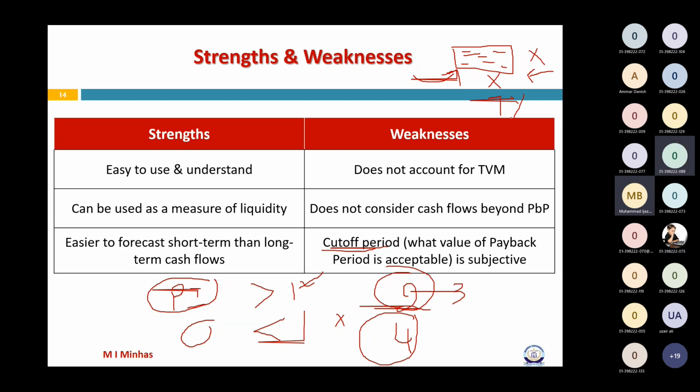But in the case of business investment, we don't wait that long, we want immediate returns, right? So the cutoff period, the acceptable payback period, is subjective. It depends upon various circumstances and upon your need. Do you have extra amount to spend somewhere and then wait for years? What is the situation in the economy? There are many factors based on which you decide if a payback period is acceptable to you or not. Correct?